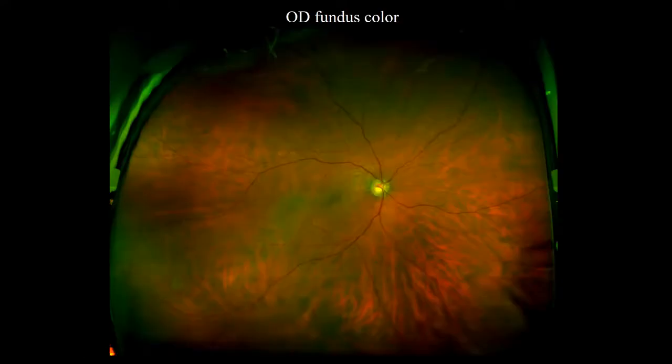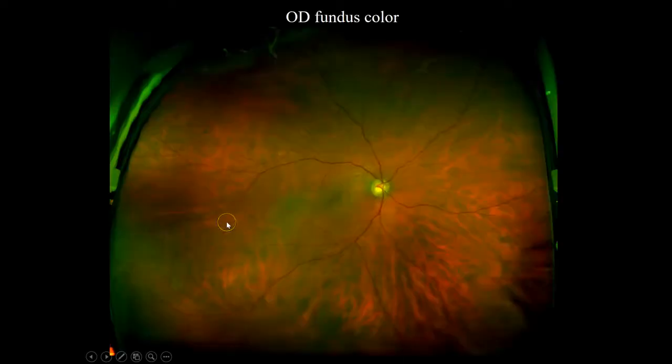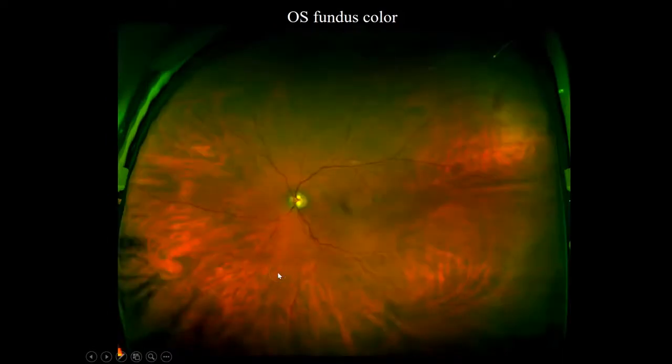Here's an interesting patient. Acuity is down a little bit in the right eye, 20/70, 20/25 in the left eye. Maybe some cupping. Patient actually does have glaucoma, but that's not why I'm showing you the images. But there's something going on in this ultra-wide field color image. And here's the left eye.